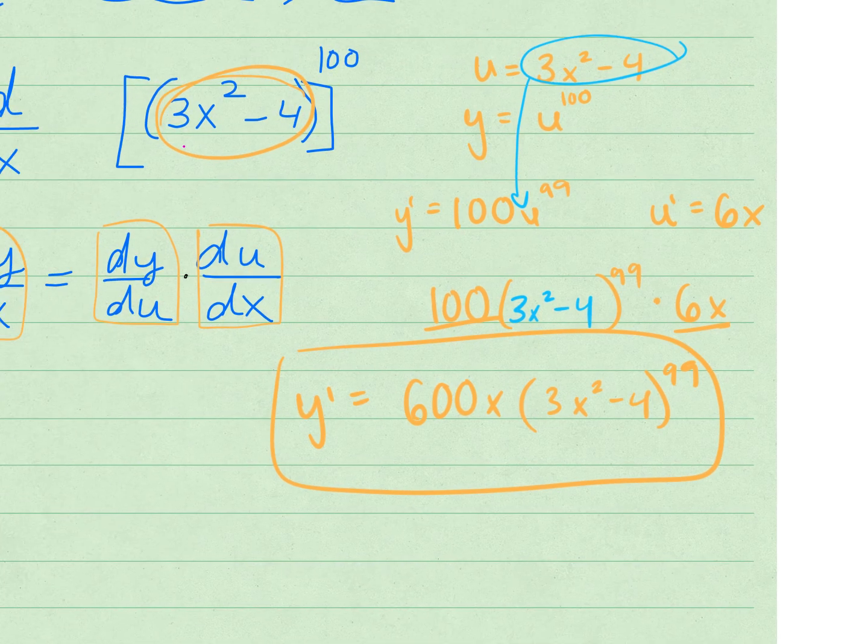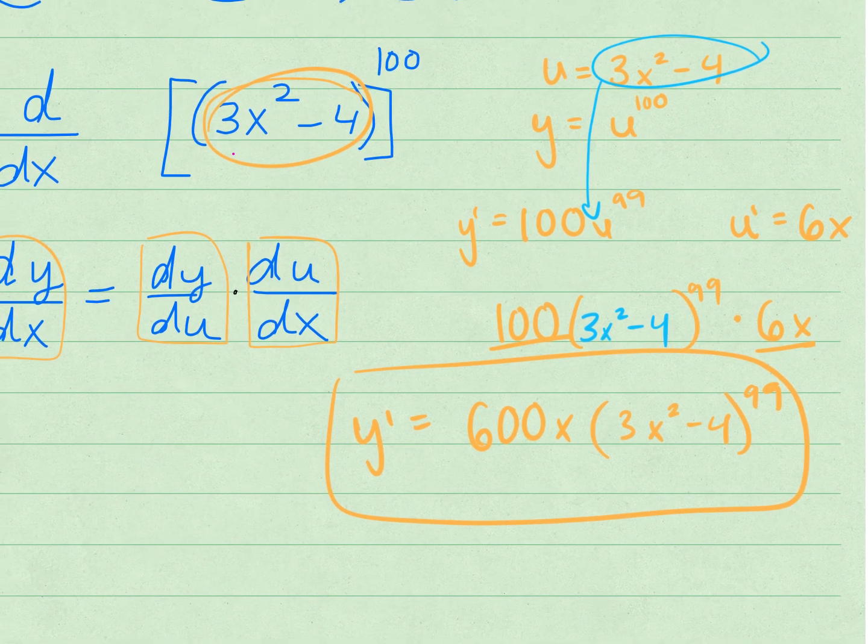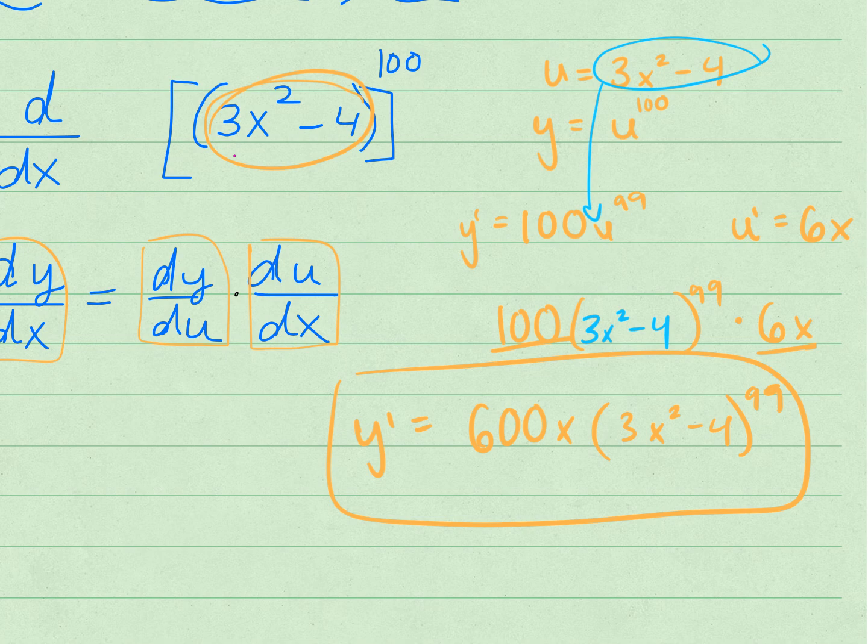So you don't have to use substitution every time. The more you practice this, the quicker you'll get with it. What we're essentially doing is taking the derivative of the outside times the derivative of the inside. So the derivative outside the parentheses times the derivative inside the parentheses.